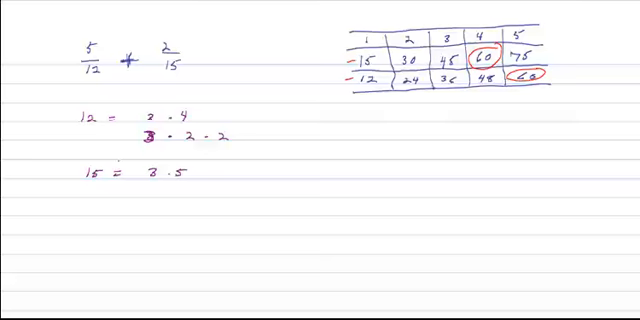We're looking for a number that 12 and 15 both divide into. So if I want 12 to go into this number that I'm looking for, I know I need these prime factors, 3 times 2 times 2. But if I want 15 to go in, I know I need 3 and 5 as factors. I already have 3. I'm missing the 5.